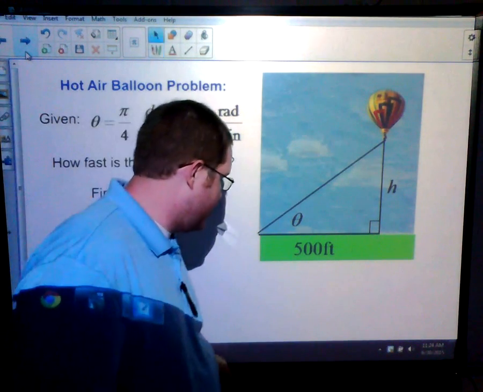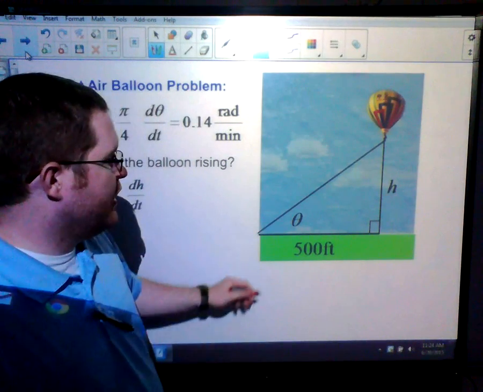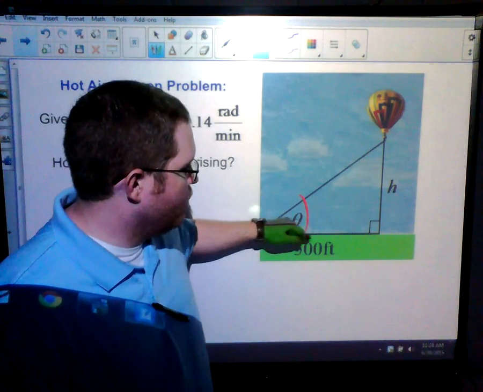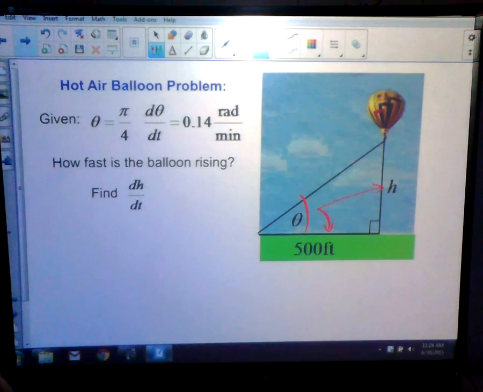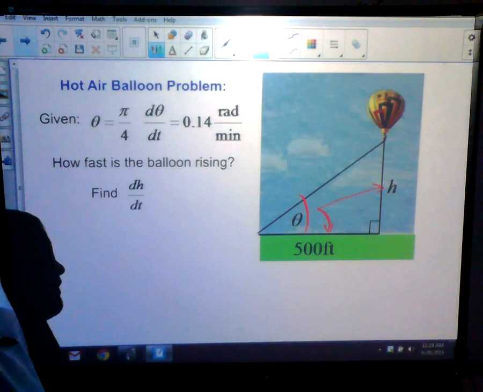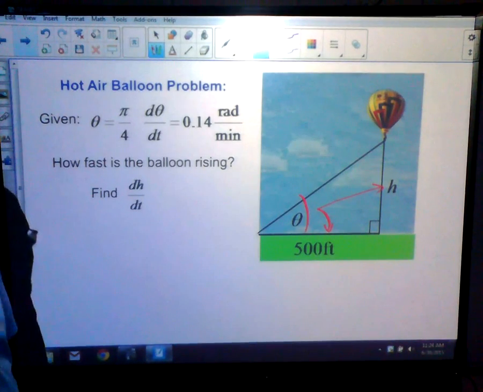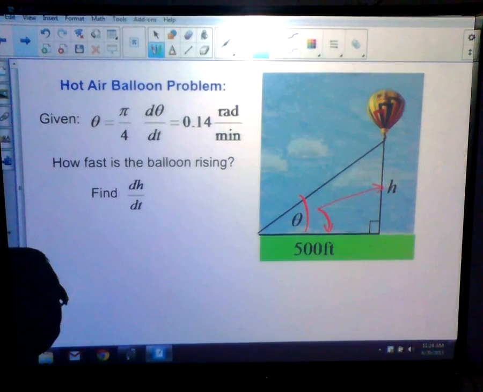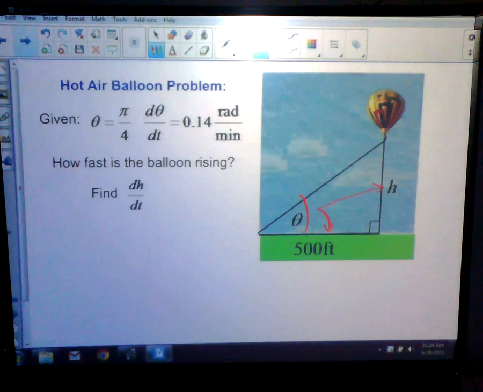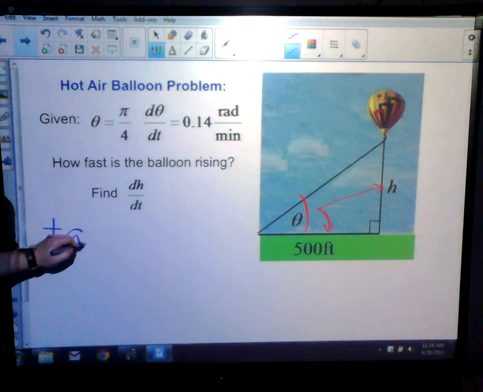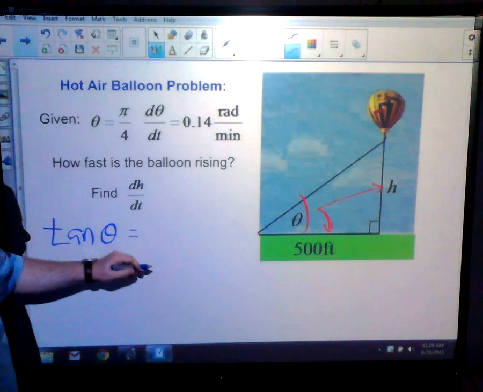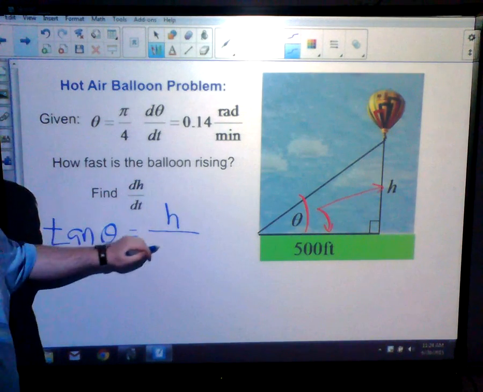What sort of equation do I have to relate the angle, that side, and that side? Well, that's the opposite side and the adjacent side. What thing from trig relates an angle to its opposite side and its adjacent side? Tangent. Tangent of theta equals the opposite side over the adjacent side.